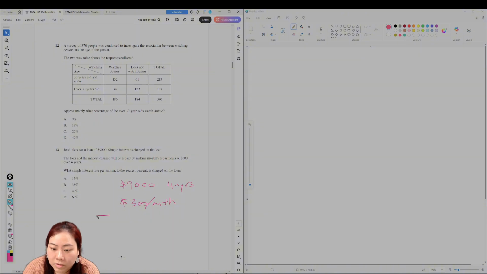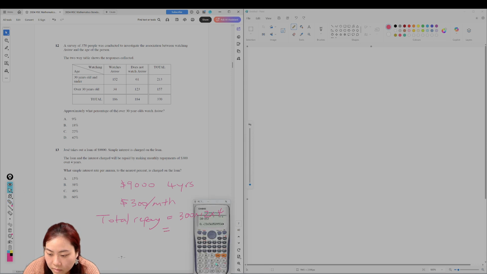What is that total repayment? The total repayment is 300 times 12 times 4. $14,400 is the total repayment. Okay, what's the interest? The interest would be 14,400 minus 9,000, which will be $5,400. That's the total interest.